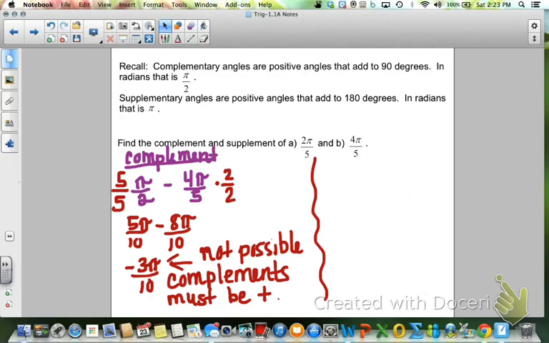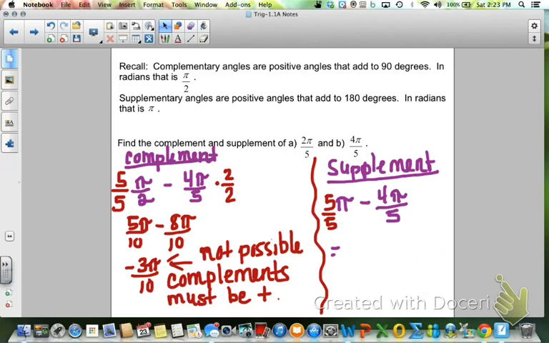Let's deal with the supplement of 4 pi over 5. Again, 180 degrees is equivalent to pi, and all supplementary angles add to 180 degrees. So we're going to take pi minus the angle we know, 4 pi over 5, to get the supplement. Common denominator is 5, so when I multiply pi by 5 over 5 and then subtract 4 pi over 5, I get pi over 5.